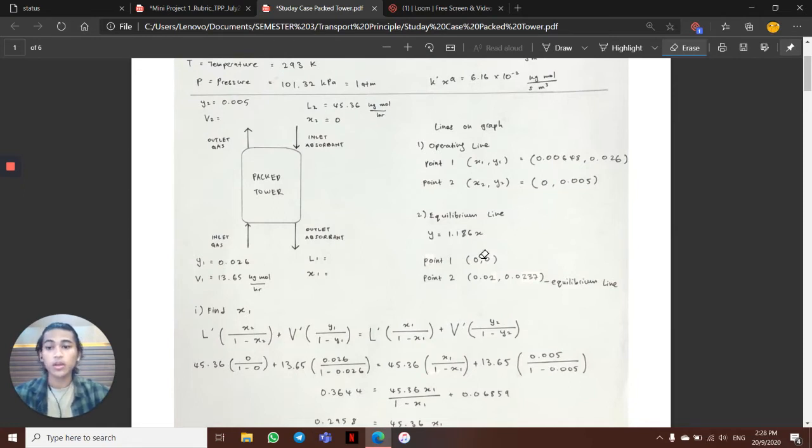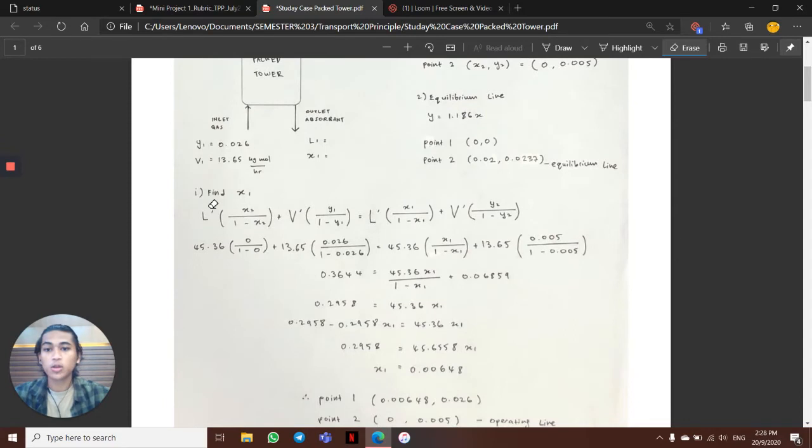So there are two ways to find the gradient, which is using the graph and using the formula in the appendix. First of all, we must find X1, which is the outlet absorbent. To find X1, we have to use the formula in the appendix. So as you can see, this is the formula. I'll draw it for you. This is the formula to find X1.